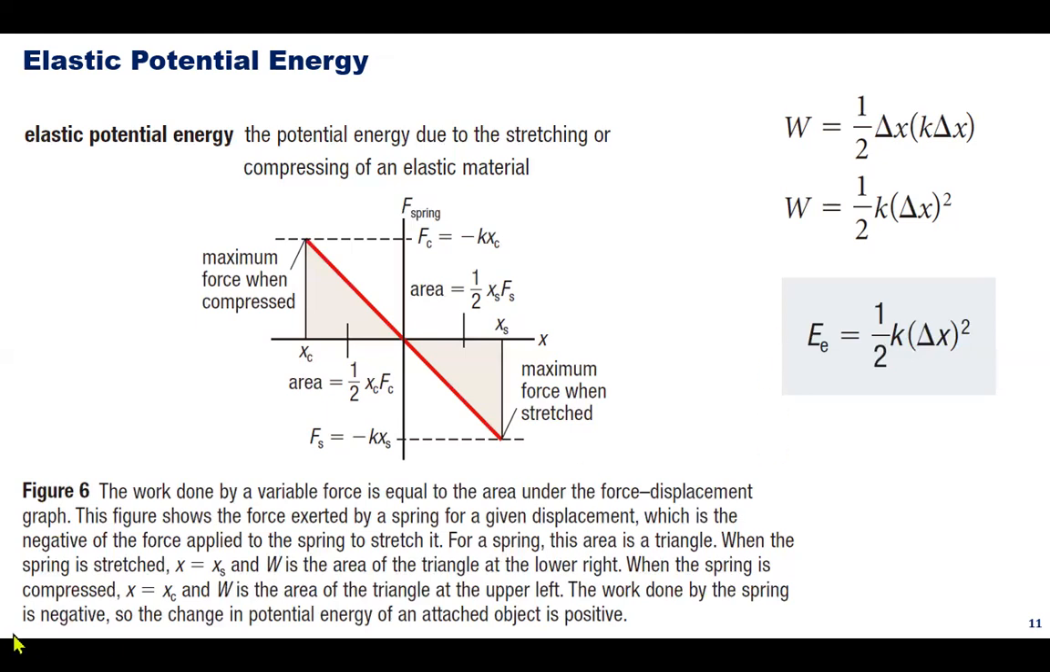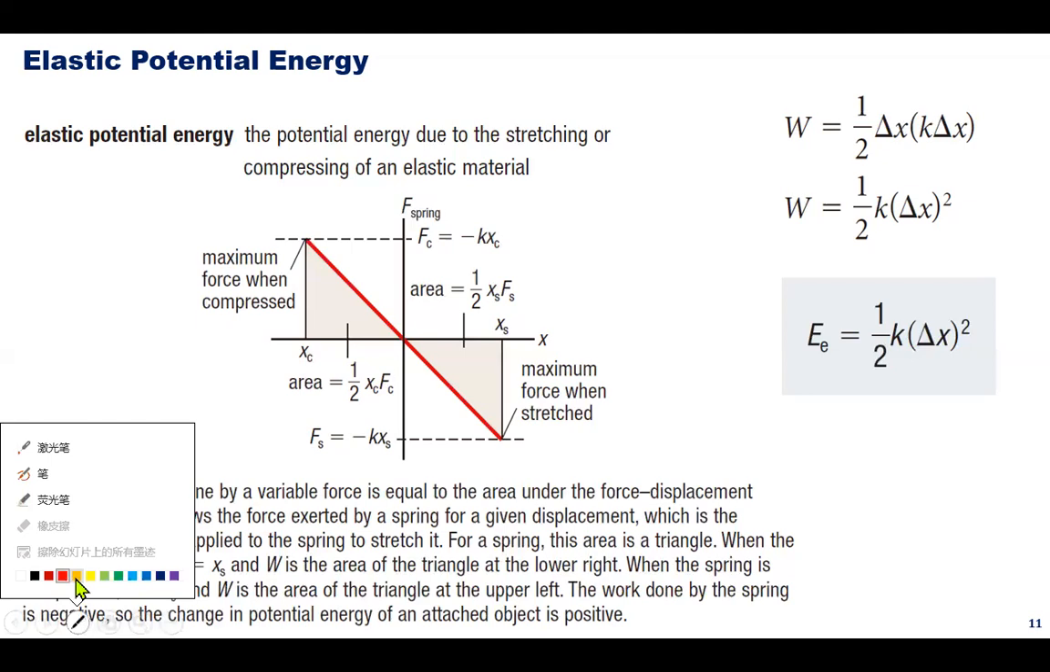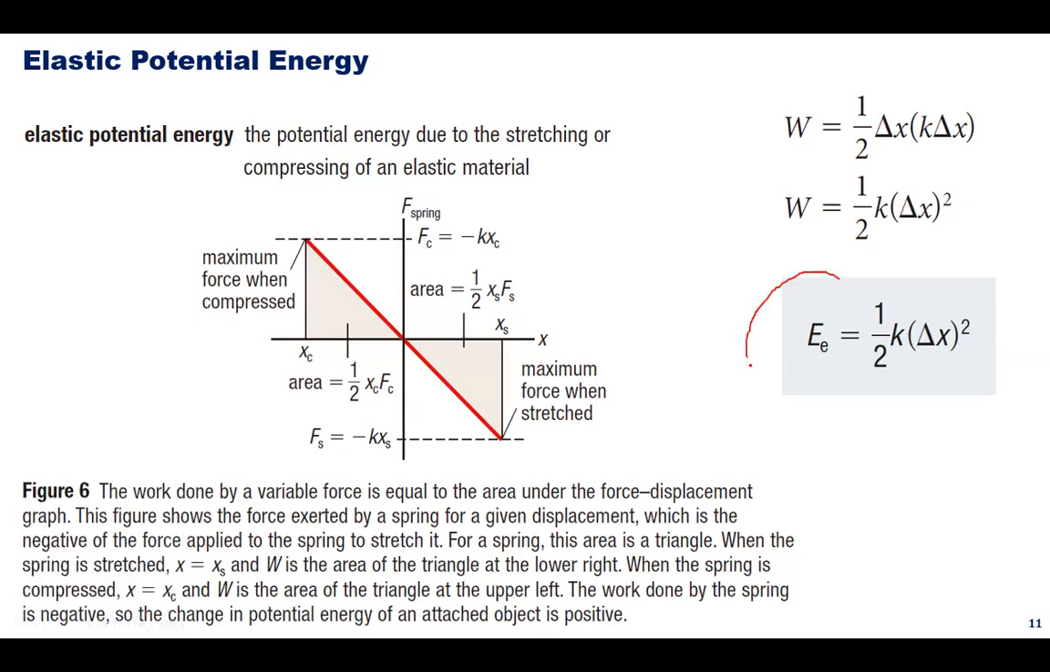So be careful with this formula here. I think you should write this down in your notebook. E, which means the elastic potential energy, can be calculated by this formula, 1/2 times K times delta X squared, okay? Where E is the elastic potential energy.